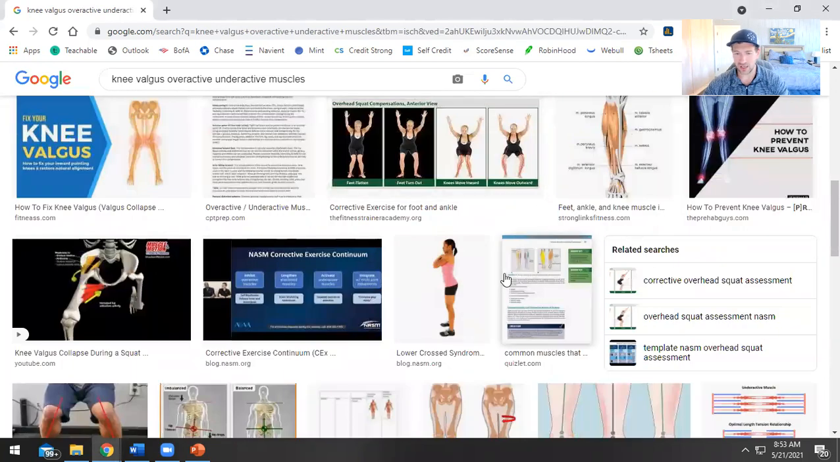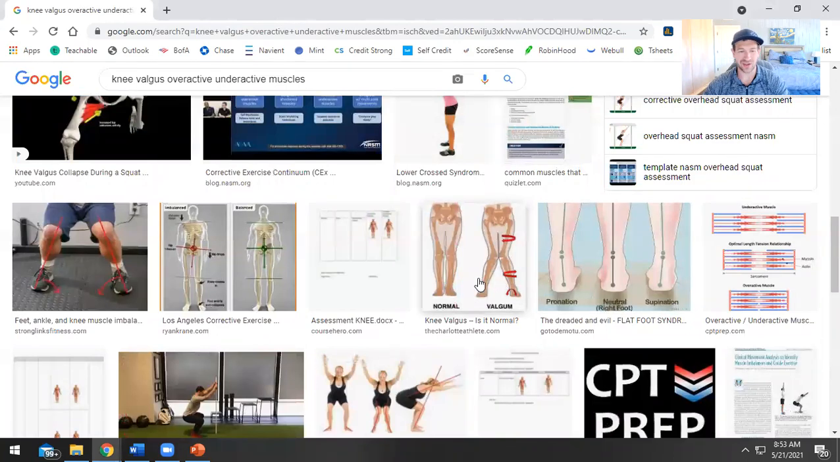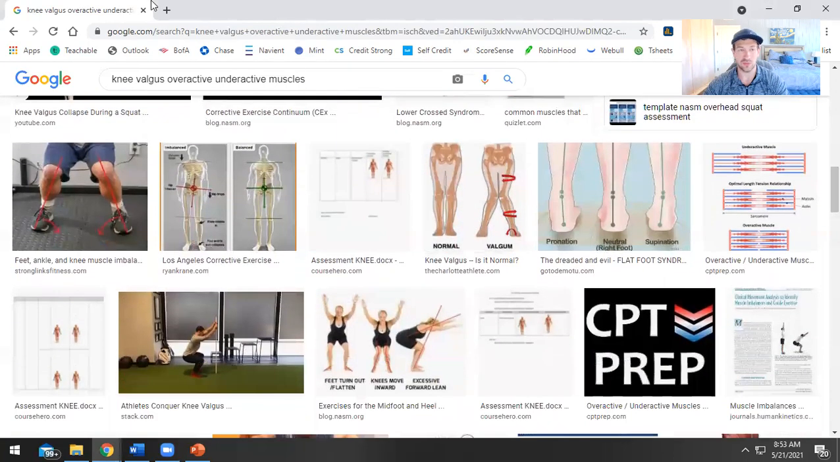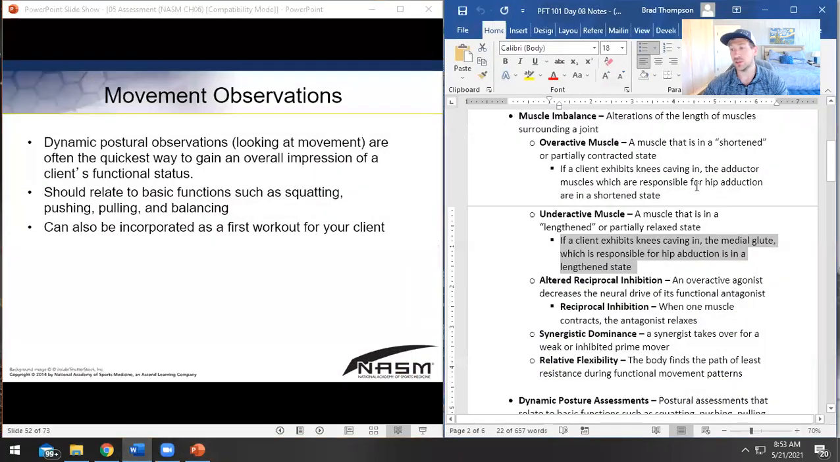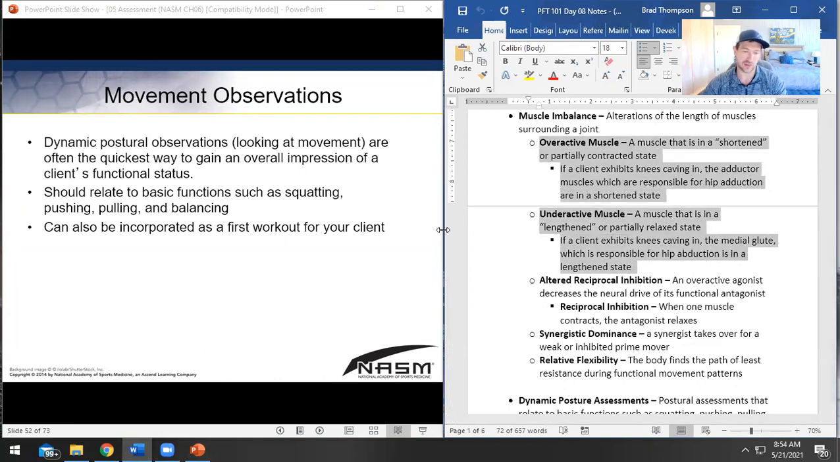So if we see this, we know that certain muscles are basically just pulling too much and the other ones are not pulling enough. So that is what's happening, right? The inner thigh is squeezing and now the outer thigh really can't squeeze, can't do anything. So that is what happens in our classic version of an overactive, underactive situation.